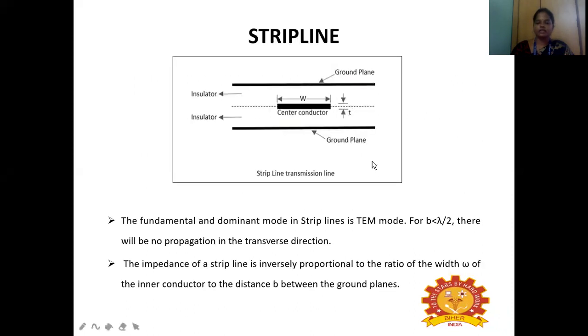So we will see the cross-sectional view of the strip line transmission line. The central conductor, W is the width of the central conductor, and this is the thickness of the central conductor. The fundamental and dominant mode in a strip line is the TEM mode. For b less than lambda by 2, there will be no propagation in the transverse direction. The impedance of the strip line is inversely proportional to the ratio of the width W of the inner conductor to the distance b between the ground planes.